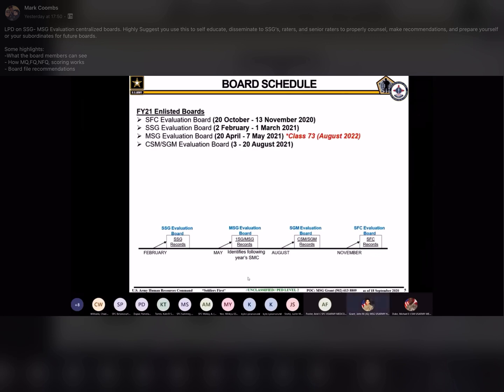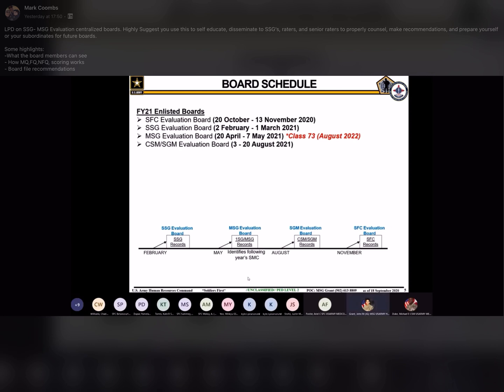Here's the board schedule. Of course, we have the Sergeant First Class board starting next week. The Staff Sergeant evaluation board is going to be in February. I know that MILPER message just came out, I think yesterday or the day before. Promotions released it. We have the Master Sergeant evaluation board in April, and then the Sergeant Major evaluation board that evaluates all Sergeants Major next August.